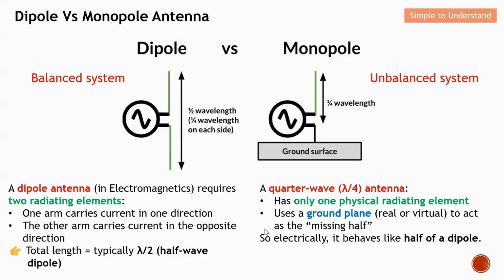Now let me focus on quarter wave antenna or monopole antenna. Over here you can see that it only has one physical radiating element, as you can see from here. On the other side, in fact, it has a ground plane. This ground plane can be a real or a virtual ground. So basically it acts as the missing part for the other radiating element. So electrically, it behaves almost similar to half of a dipole antenna.